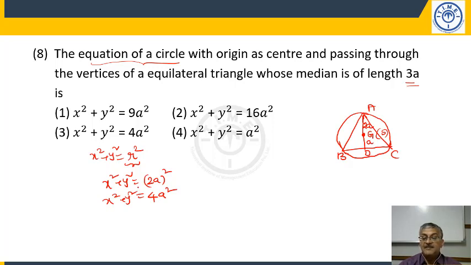Clearly we observe that in an equilateral triangle, the centroid and circumcenter all coincide. So here the centroid, the length of the median is given.